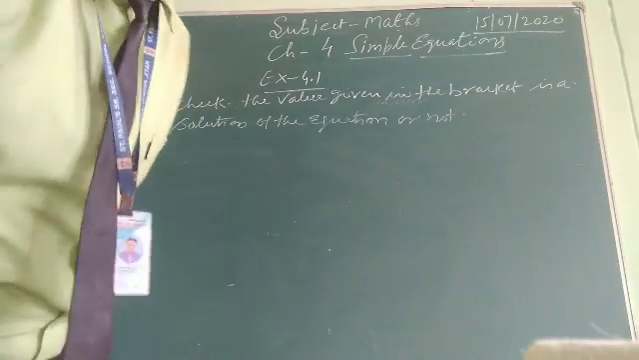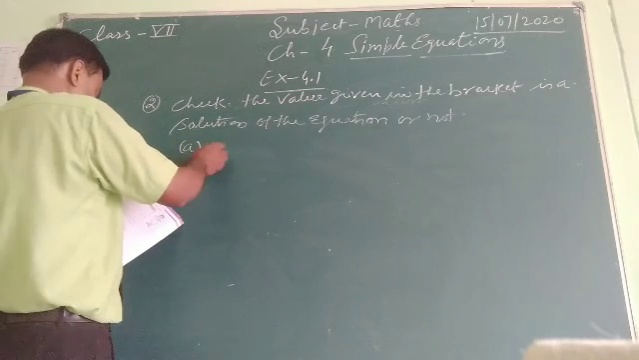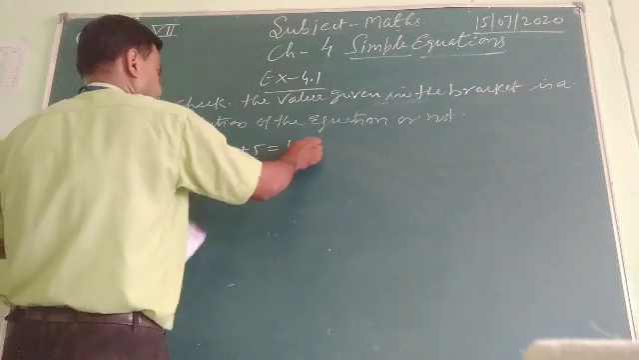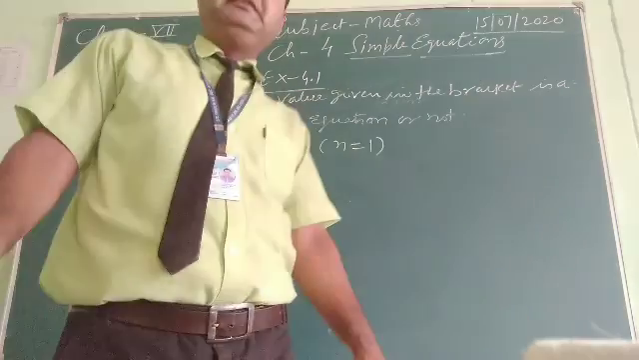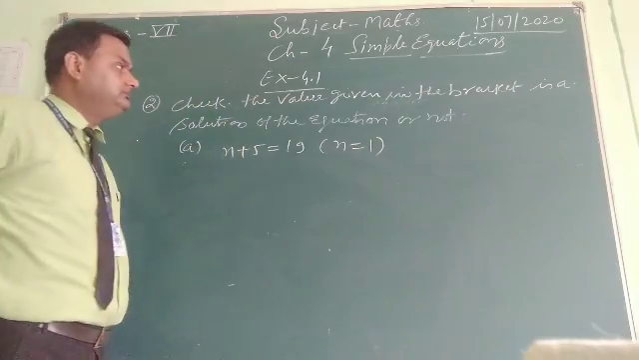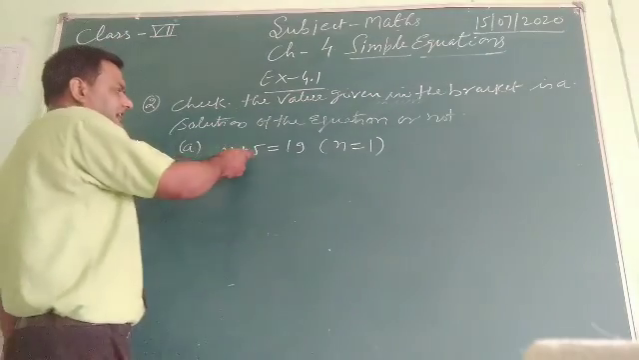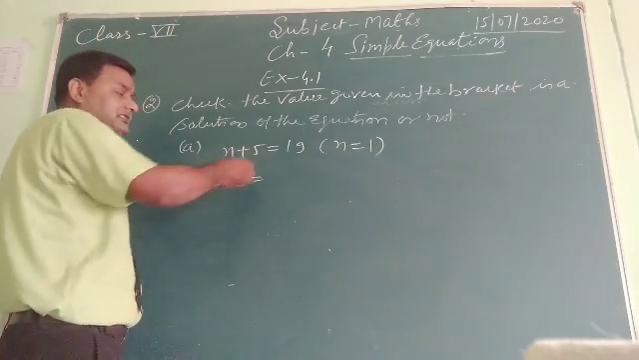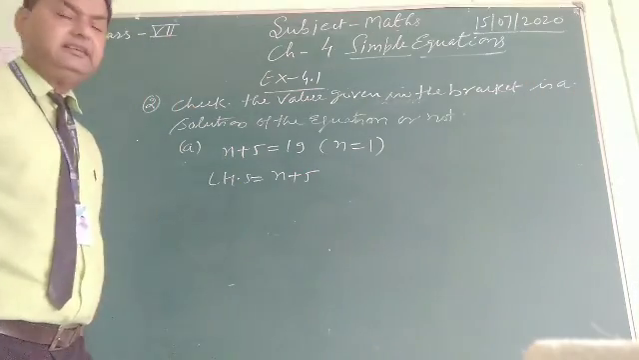Now, A part. n plus 5 equal to 19. We are given n equal to 1. So we will check whether n equal to 1 is the solution of this equation or not. First we will take the LHS, the left side. So LHS is n plus 5.